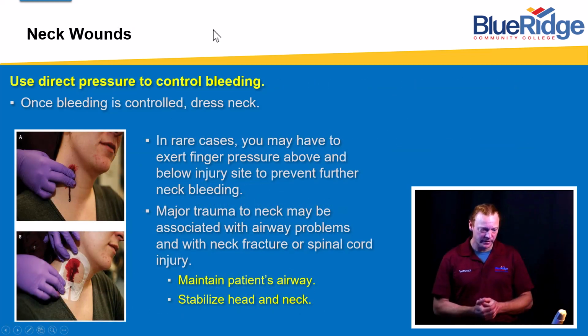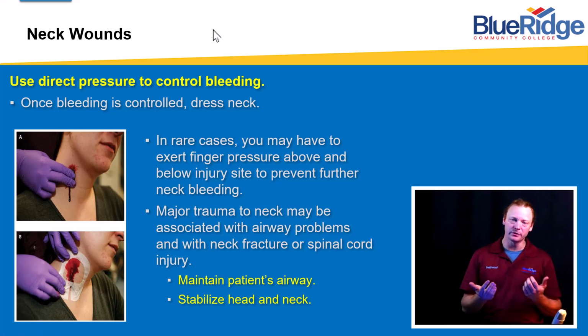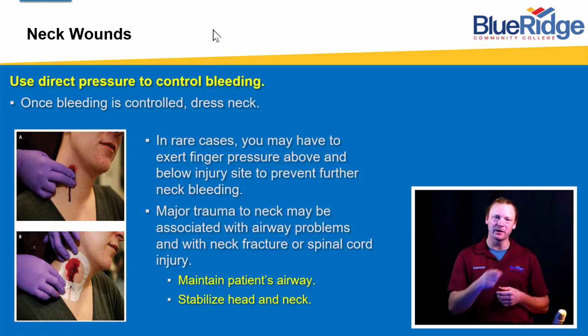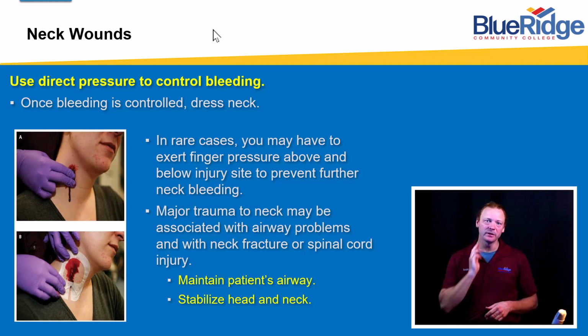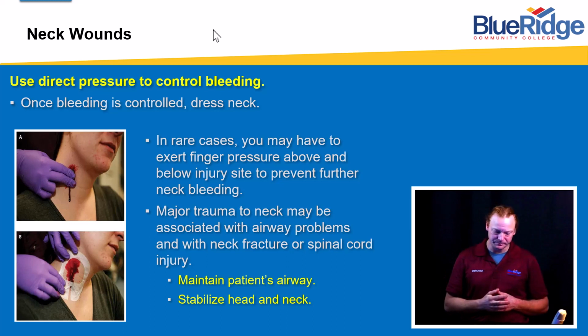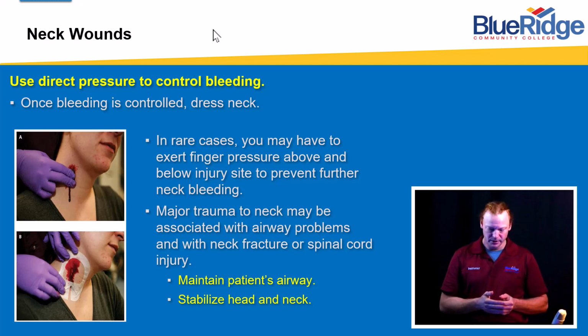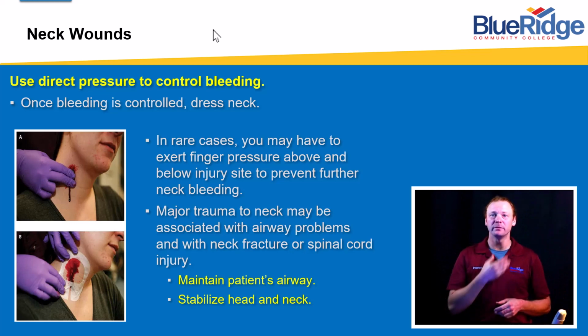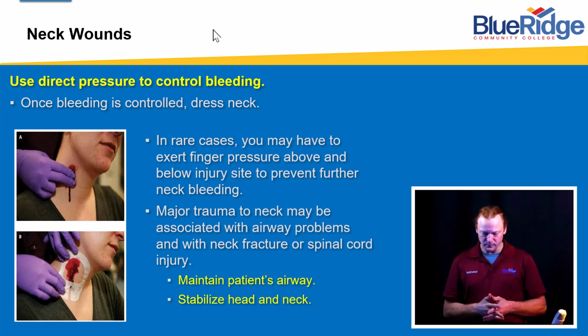For neck wounds, really direct pressure with some bandaging. We can't put on a tourniquet. We can't wrap the entire neck with roller gauze. In rare cases, you may actually have to just hold your fingers in place to prevent the hemorrhage from continuing. Major trauma can also affect the airway, so be on high alert for that. It can also involve neck fractures and spinal cord injuries as well.